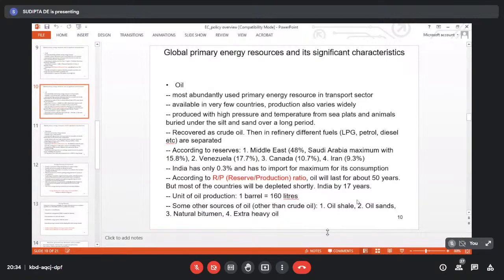The next point is reserve by production ratio. The oil will last for 50 years, which I've already mentioned.